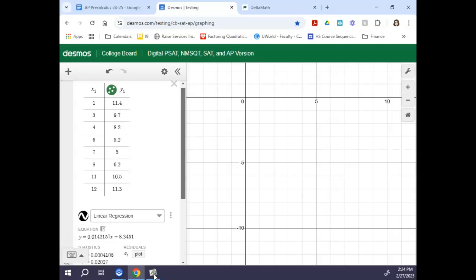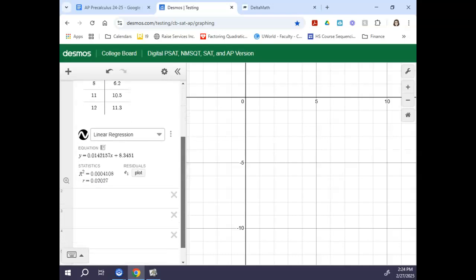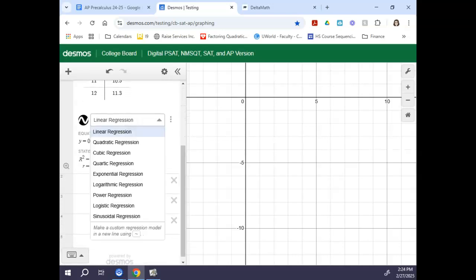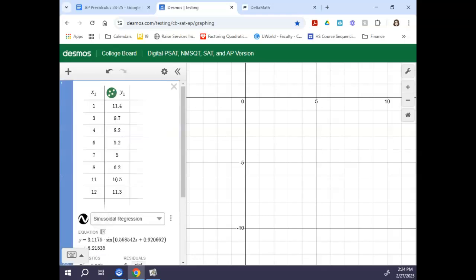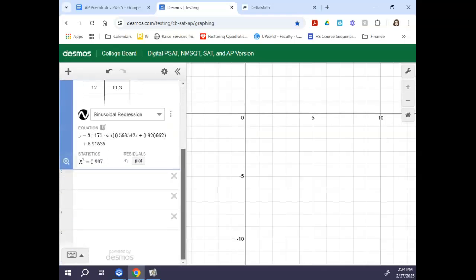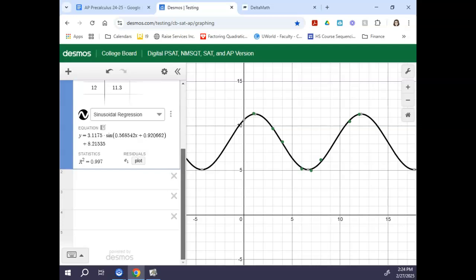Okay. Once you get it in there and you hit regression, what kind of regression do we want? Sinusoidal. See, it says it right there. And then I'm going to hit my magnifying glass, and there we go. Okay. All right. So now look at the equation that it gives you. Every time I click on it, it jumps back down. The equation that it gives you, your A, it gives you your B.